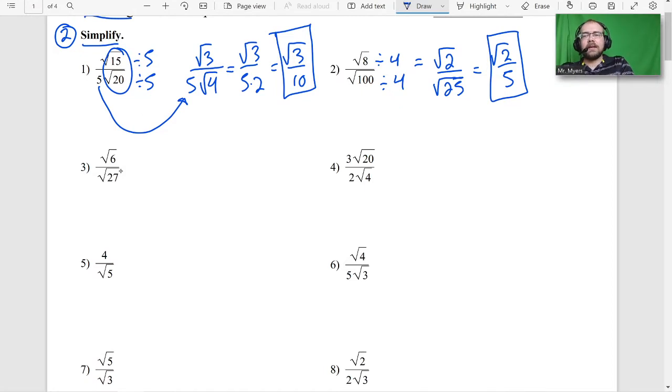Okay, let's do it again. What do both of these divide by? Because, again, they are square roots, so we can simplify these. We can divide a little bit here. They both divide by 3. Square root of 6 divided by.